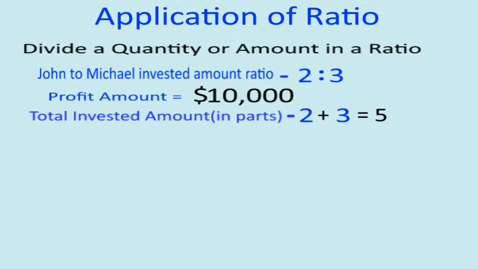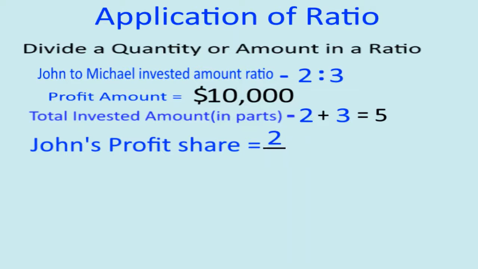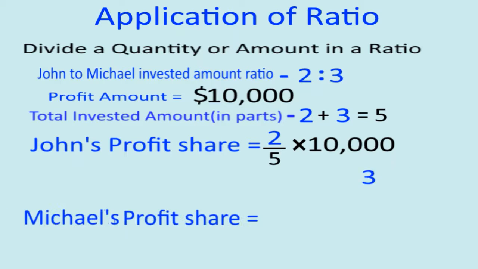That means John should get 2/5 of the total profit. We can write it as 2/5 into the total profit, 10,000. And Michael should get 3/5 of the total profit. We can write it as 3/5 into 10,000.